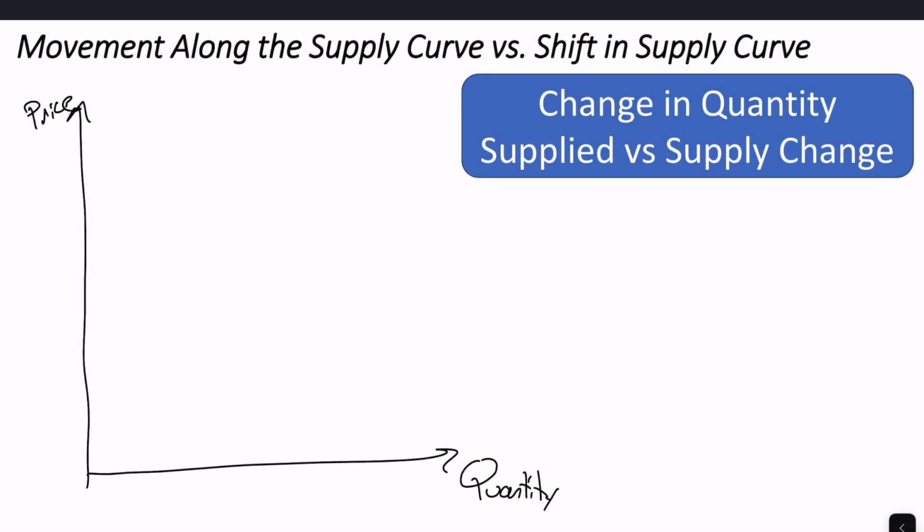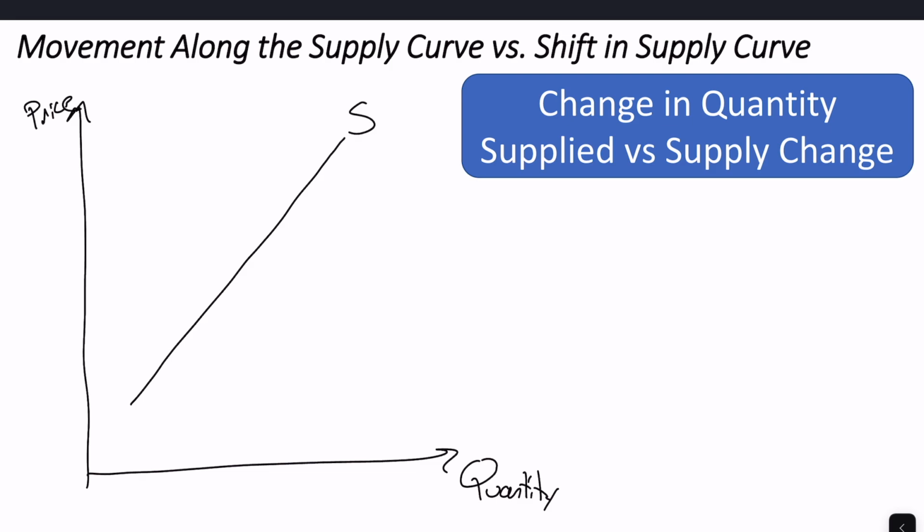Just like with the demand, when we talk about supply, we need to be very careful about the language we use to talk about shifts in the supply curve versus movements along the supply curve. So why don't I show you this difference again in a graph to make it more clear. We need to be very careful about our language when we refer to a change in quantity supplied versus a change in supply. This is the difference between moving along a supply curve and shifting a supply curve.